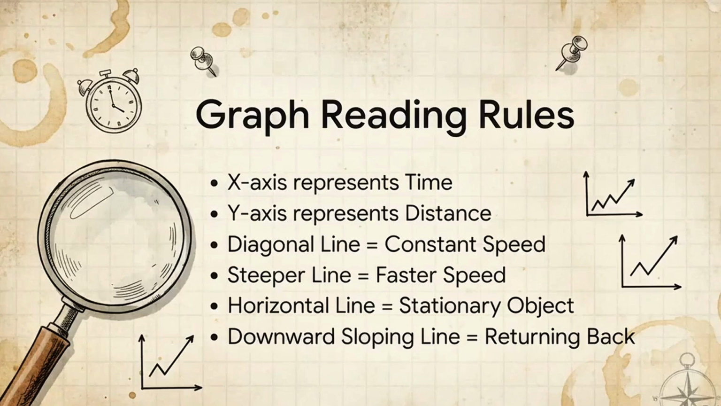All right, let's do a rapid-fire recap of all the visual clues we cracked today so you can confidently decode any distance time graph you ever come across. Ready? The horizontal x-axis is time. The vertical y-axis is distance. A straight diagonal line means constant speed. A steeper line means faster speed. A perfectly horizontal line means completely stationary. A downward line means returning. And you can always find the exact speed by dividing the change in distance by the change in time.